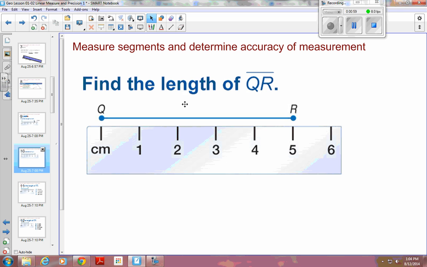How about this? Find the length of QR. Okay, so now we don't have the little lines in here. Since we don't have the little lines, those would be millimeters. We're now measuring in centimeters, so we went to the closest centimeter. This one's pretty obvious, so this would be 5 centimeters. Always make sure you put units with your numbers so that we know what we're talking about, no naked numbers.